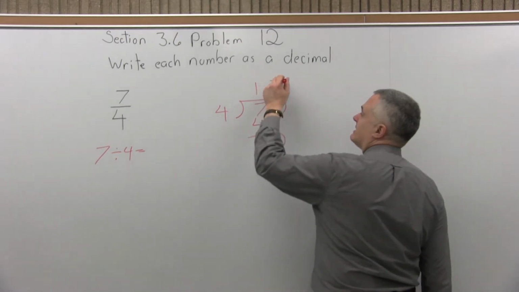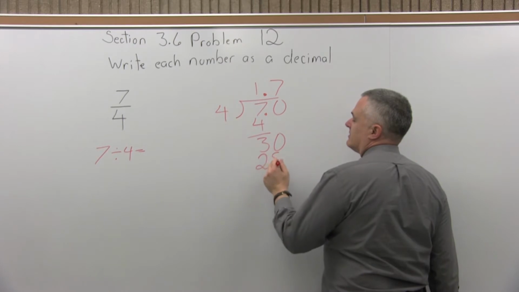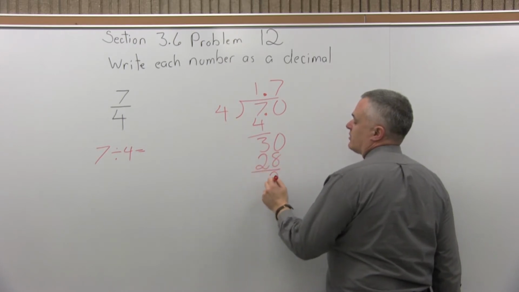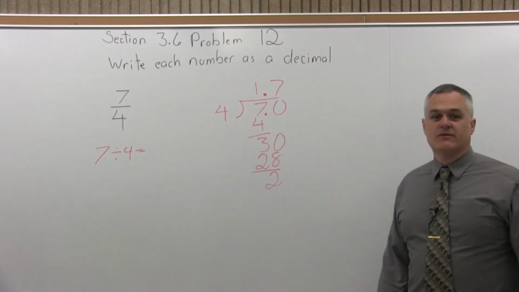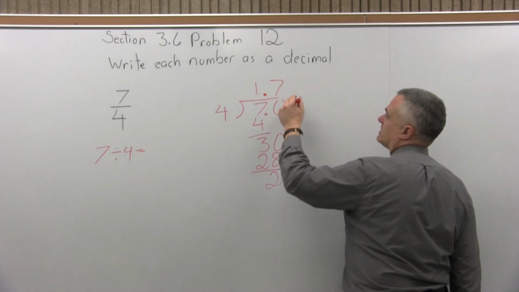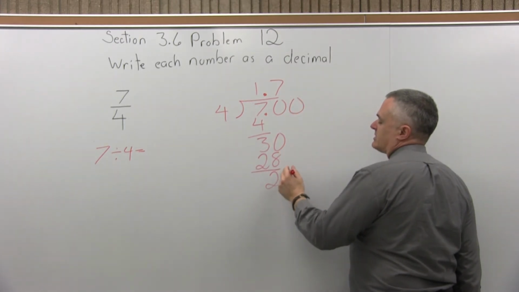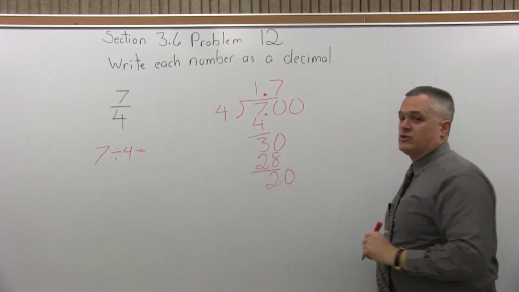It'll go in 7 times. 7 times 4 is 28. 30 minus 28 is 2. So it still didn't go in evenly. That's okay. I can keep adding zeros and pulling them down for as long as I need to. So I've added another 0. I'll pull it down next to the 2, making it a 20.